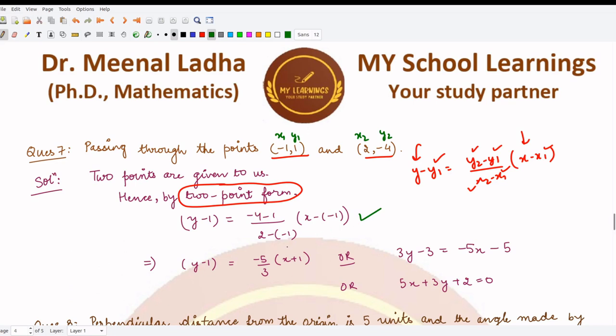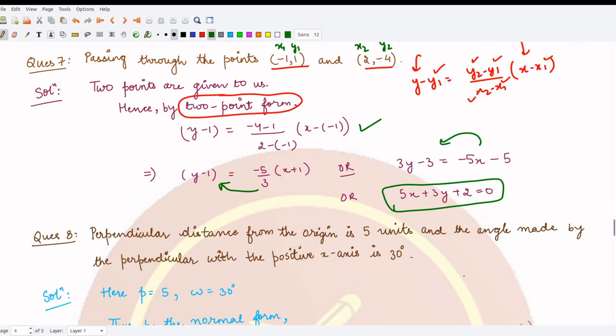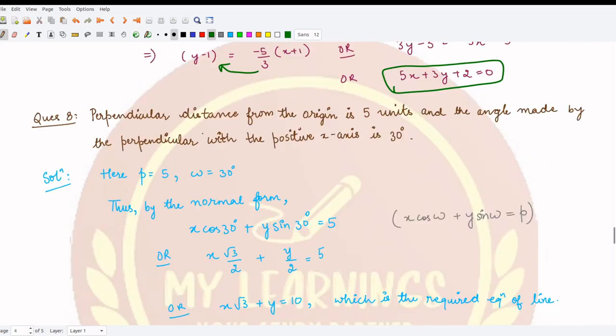You can rearrange it, simplify it a bit, move this 3 to that side, move all the terms to one side, add and subtract the like terms to have your required equation as 5x plus 3y plus 2 is equal to 0. And the last question here is that the perpendicular distance from origin is 5 units, right? We have to calculate the equation of the line, and that is not the direct distance. This is the perpendicular distance from origin, that is 5 units.